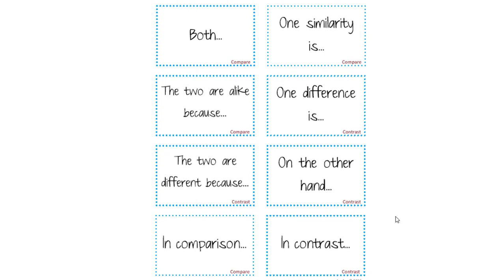So things that we could use when we are comparing and contrasting, when we want to report it or write it or find it, we're going to find the word both, the two are alike because, the two are different because, in comparison. But how we use them for contrasting would be one difference, on the other hand, in contrast. So those are things that we could use that are helpful.